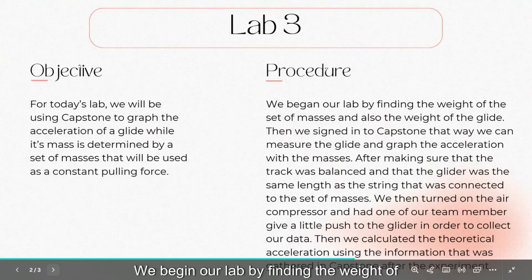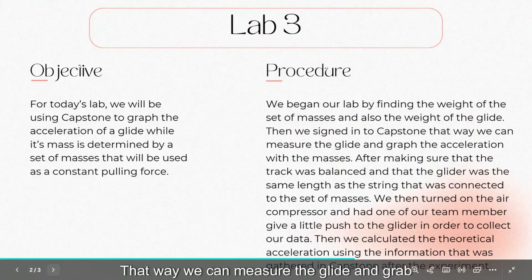For the procedure, we began our lab by finding the weight of the set of masses and also the weight of the glider. Then we signed into Capstone, that way we can measure the glider and graph the acceleration with the masses. After making sure that the track was balanced and that the glider was the same length as the string that was connected to the set of masses, we then turned on the air compressor and had one of our team members give a little push to the glider in order to collect our data.